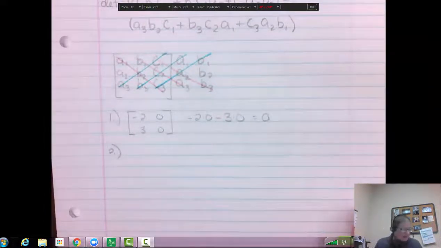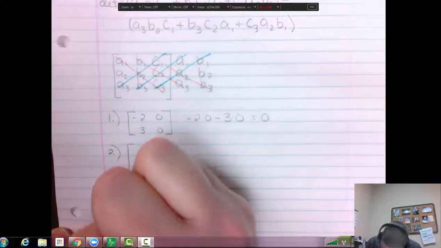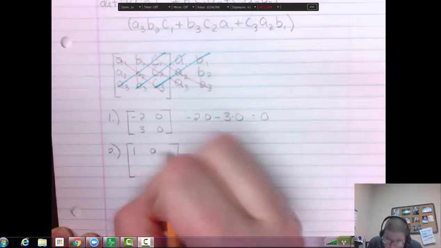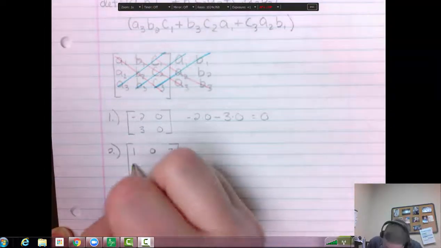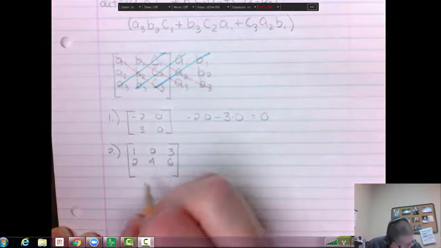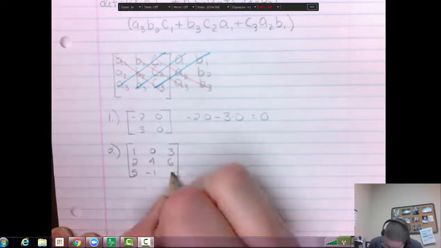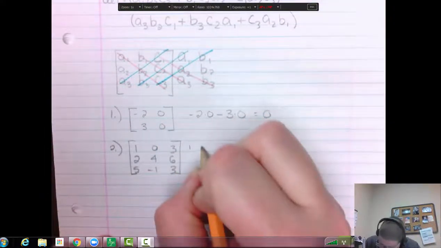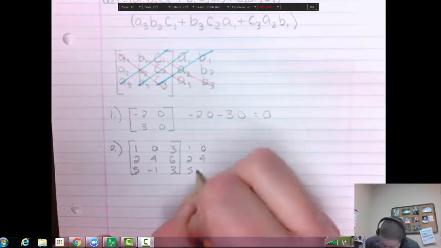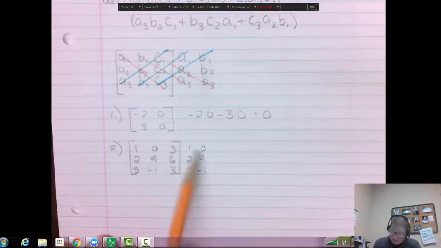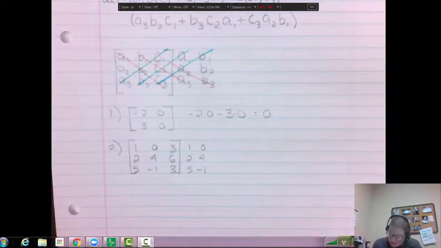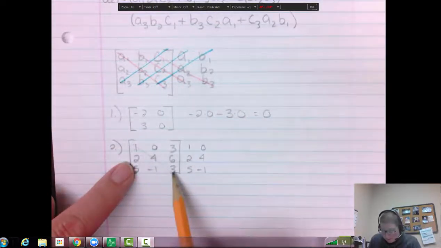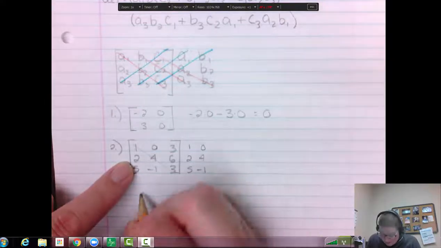Okay, so let's look at one that's 3 by 3 because those ones look like super fun. So 1, 0, 3, 2, 4, 6, and what did I do? 5, -1, 3. So I am going to follow this pattern right here in my blues and reds. I'm going to go, okay, now 1, 0, 2, 4, 5, -1. So I just did the first two rows again, and then it's a little easier to do my columns and rows. So I'm going to do this one first. 1 times 4 times 3. 1 times 4 is 4. 4 times 3 is 12. So I got 12.